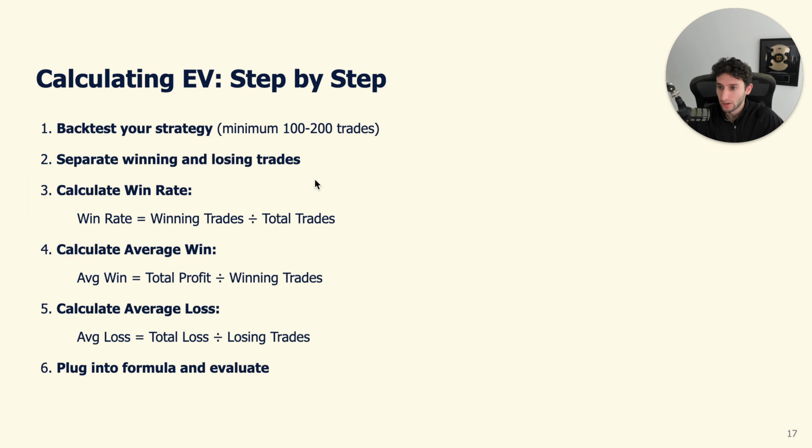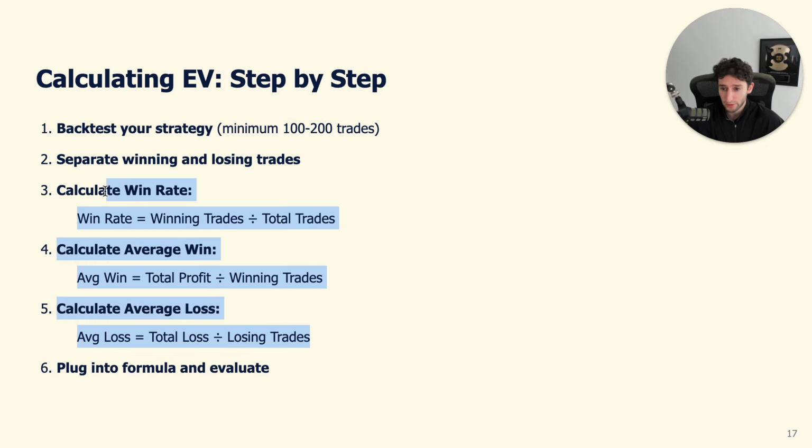So calculating EV step by step, all you have to do is backtest your strategy. So minimum 100 to 200 trades. I would say go as far back as you can. 2 years, 3 years is really good. You separate the winning and the losing. You see, okay, what is my average win rate? You calculate your average win, your average loss. Most platforms you use to do backtesting will show all that information for you.